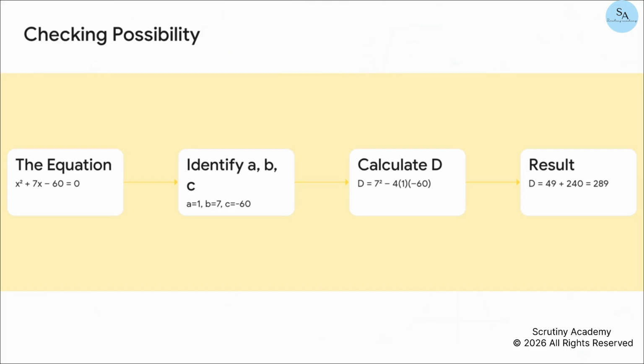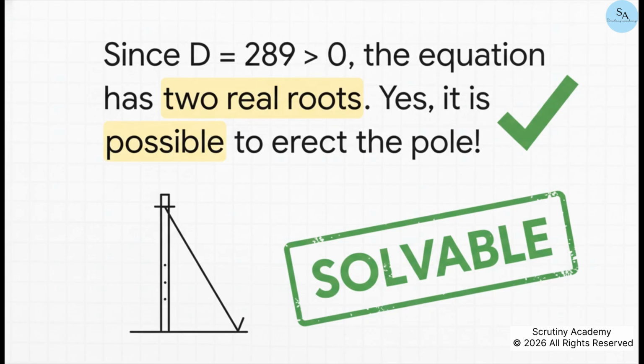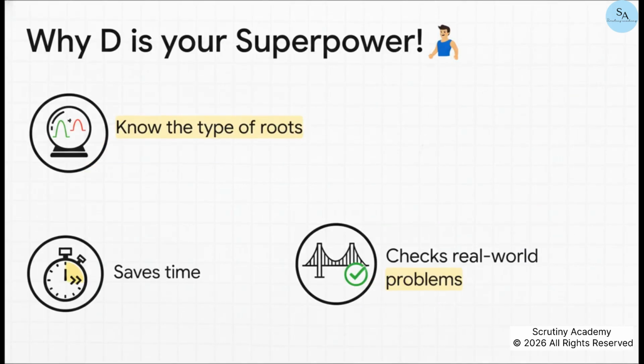So for this equation, a is 1, b is 7, and c is minus 60. So we calculate D, we get 7 squared minus 4 times 1 times minus 60, and that gives us 49 plus 240, which equals 289. And yeah, 289 is definitely a positive number. And what does a positive D mean? It means, yes, there are two real roots. So it is possible to place that pole, see? This is a perfect example of how the discriminant can tell you if a real-world problem even has a solution before you do all the hard work. The problem is solvable.